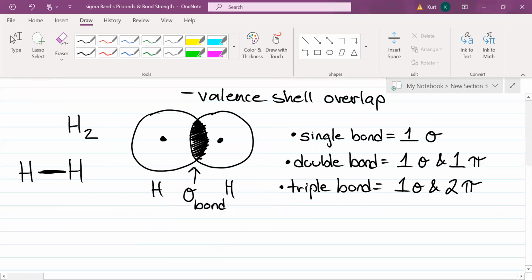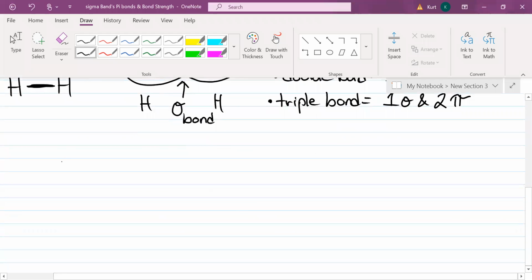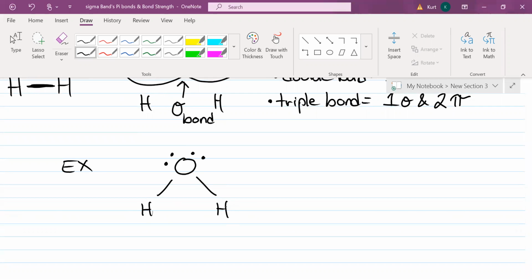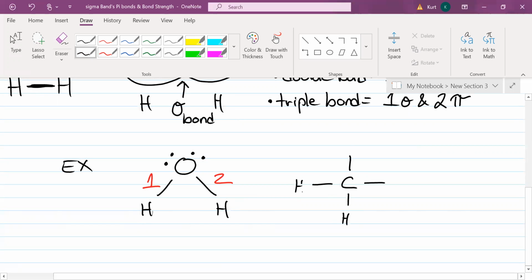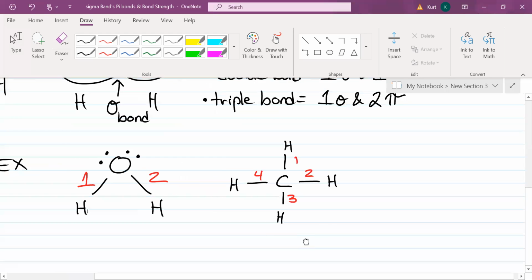So let's just do a quick example. All that you need to know is that a sigma bond is when two atoms that are forming a bond overlap. That's it. So let's just look at an example. Let's say I have water. How many sigma bonds are in water? Two. You have one here. You have one here. 1, 2. How about methane? CH4. How many sigma bonds are here? 4. That's right. 1, 2, 3, 4. Very good.